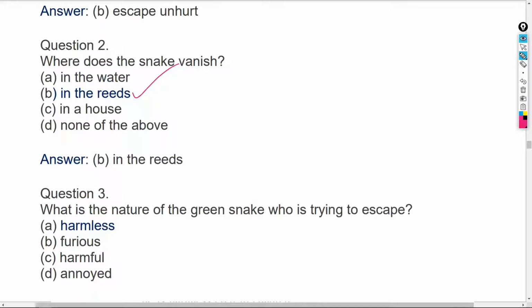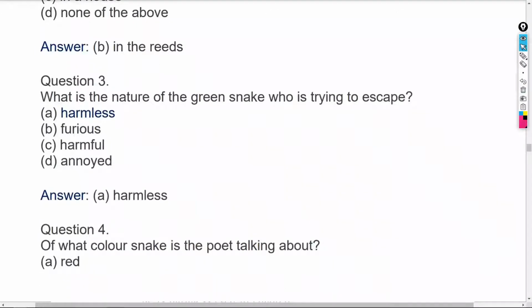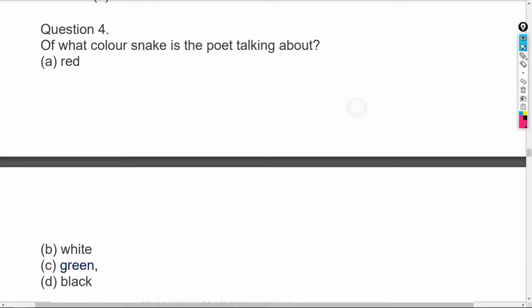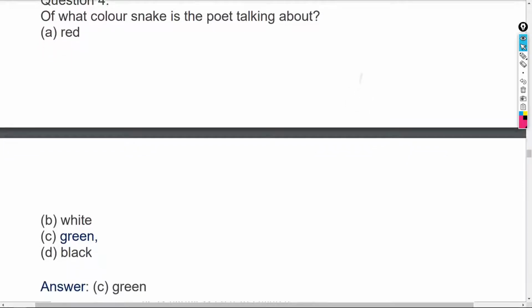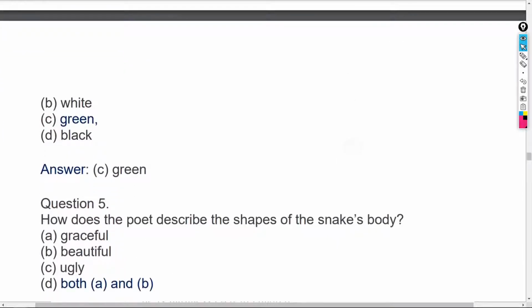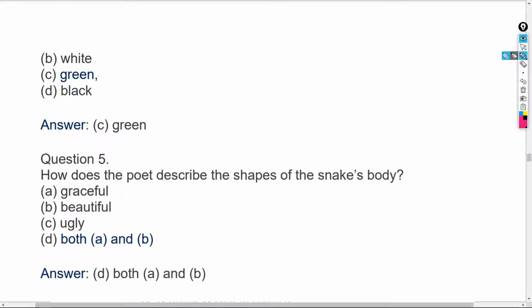देखते हैं next question. What is the nature of the green snake who is trying to escape? तो ये जो स्नैक है इसका नेचर क्या है? उसका नेचर ये है कि वो हार्मलेस है, नॉट फ्यूरियस, नॉट हार्मफुल. ओके, देयरफॉर ऑप्शन ए इज करेक्ट. अभी देखते हैं दूसरा क्वेश्चन. Next question number 4. Of what color snake is the poet talking about? The color of the snake is green. Therefore, option C is correct.